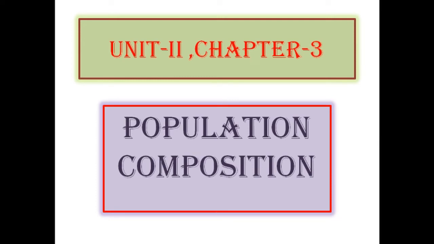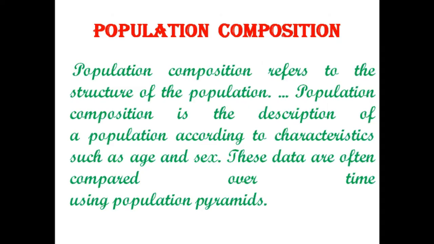Today we'll discuss chapter number 3, population composition from unit 2. Let's discuss what is population composition. Population composition refers to the structure of population. It means population composition is the description of population according to characteristics such as age and sex.